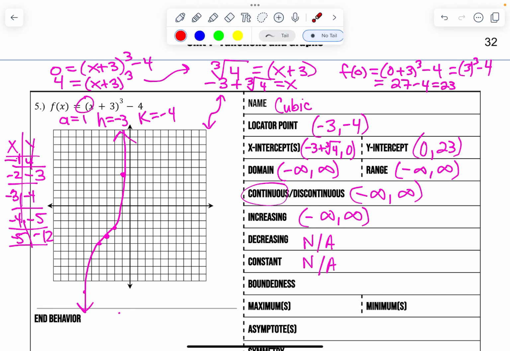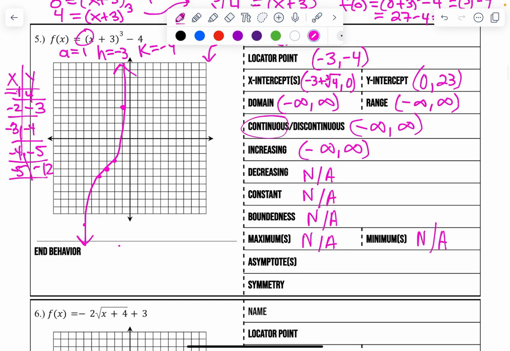It is not bounded because it's headed down to -infinity and up to +infinity, which also means it does not have a maximum or minimum value. It does not have any asymptotes. There's no vertical breaks. It doesn't level out to any horizontal value. It's not symmetrical. We could find a point of symmetry. So it doesn't have a line of symmetry. We could say that it has a point of symmetry at that locator point that we could flip over.